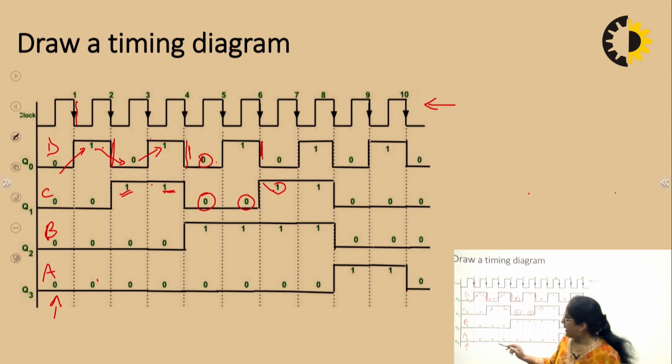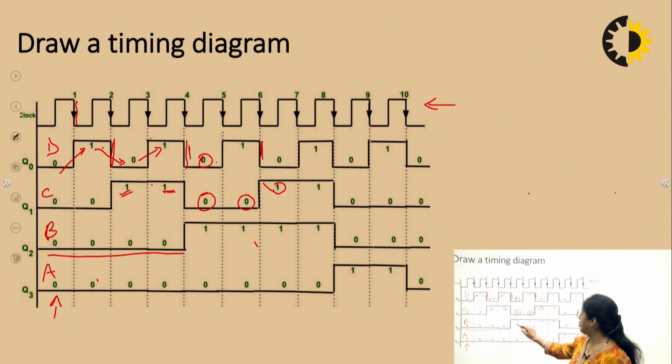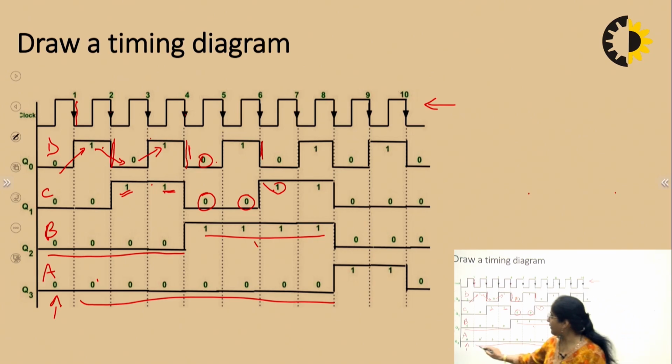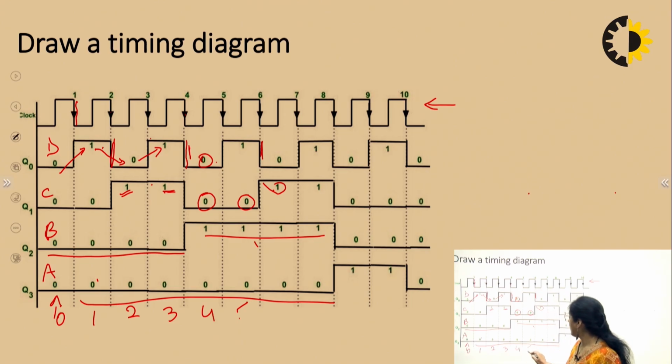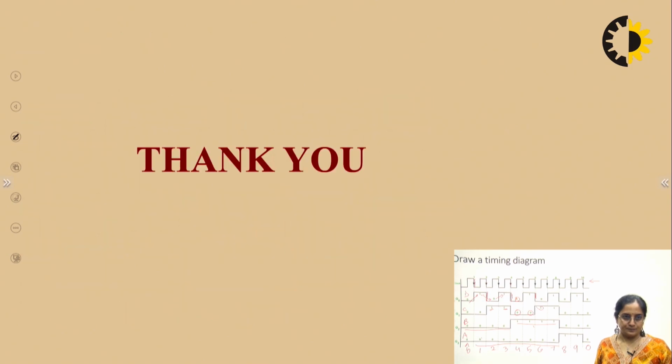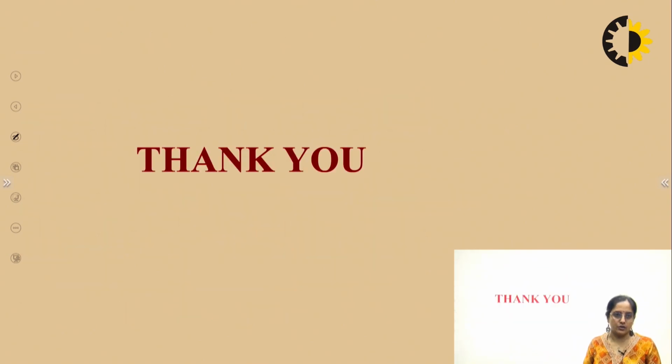B will toggle after 4 clock pulses and it will remain high for 4. A will toggle after 8 clock pulses, and so you can find here 0, 1, 2, 3, 4, 5, 6, 7, 8 and 9, and after 9 it again goes to 0. This way your synchronous mod 10 counter, or decade counter, or BCD counter works. This is all about the design of a synchronous counter. Thank you.